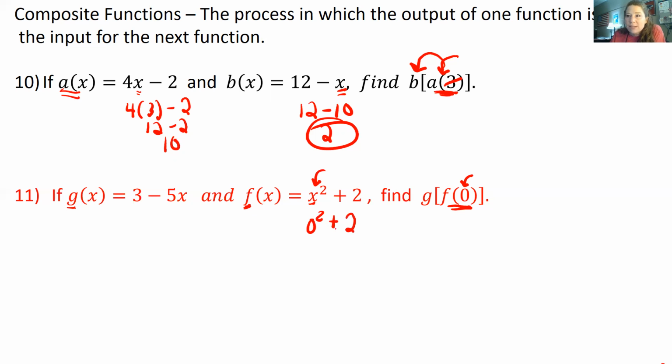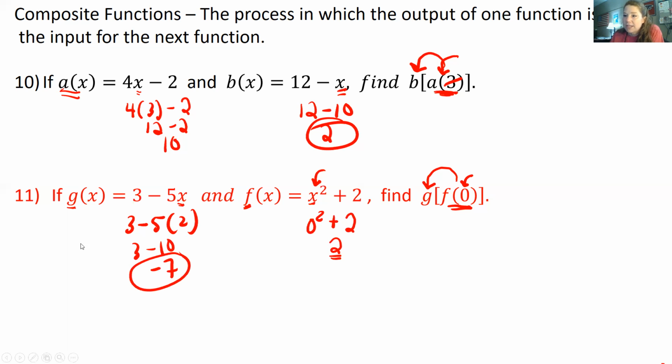So 0 squared is 0 and 0 plus 2 is 2. Now we take f of x, our value of 2, and now we're going to put it into g. So right here, I'm using 2 for x. So 3 minus 5 times 2. So 3 minus 10, our final answer is -7. That's our final answer.